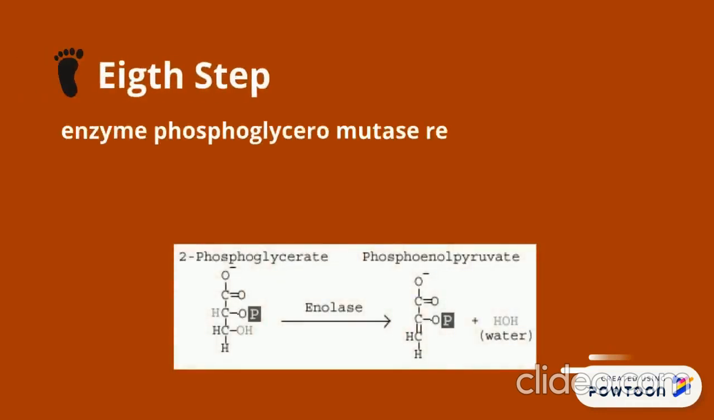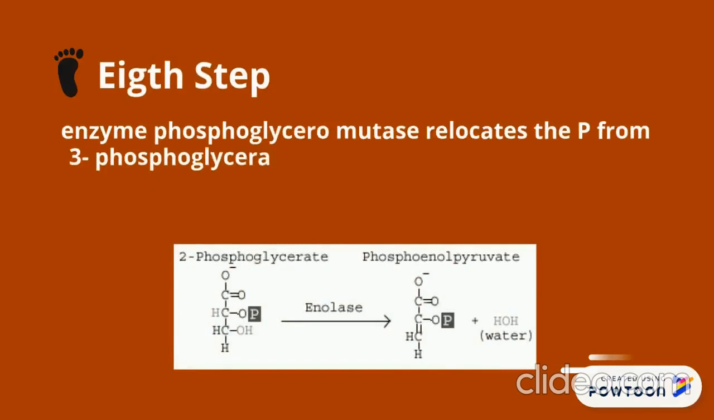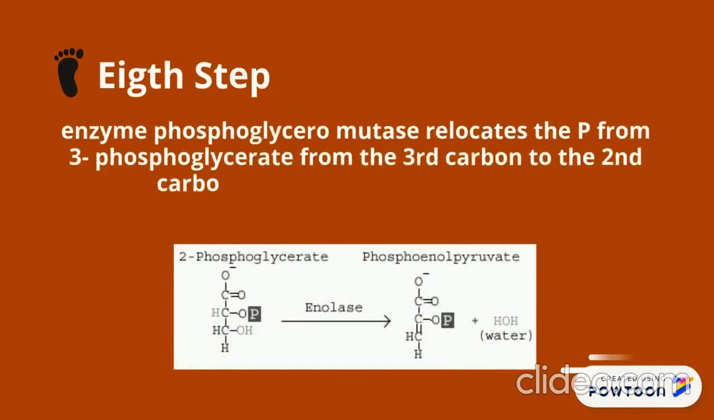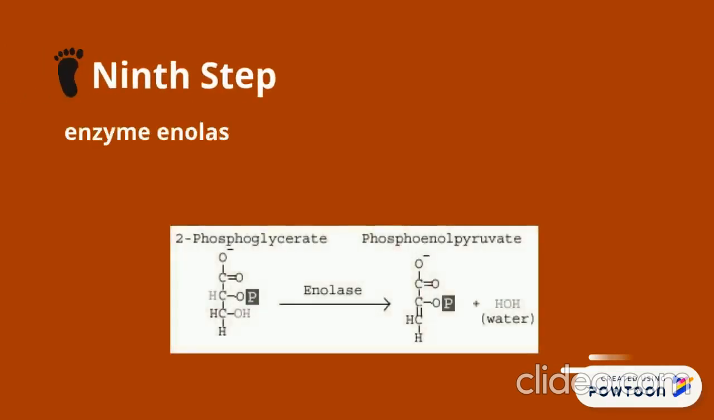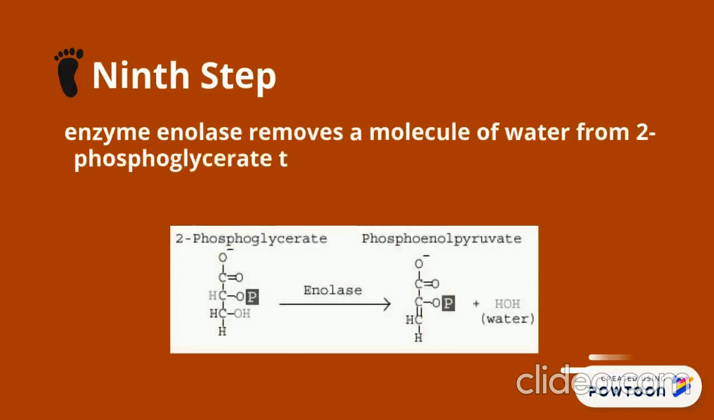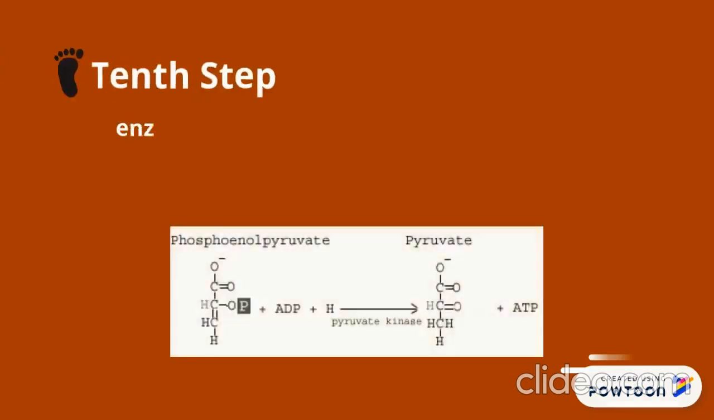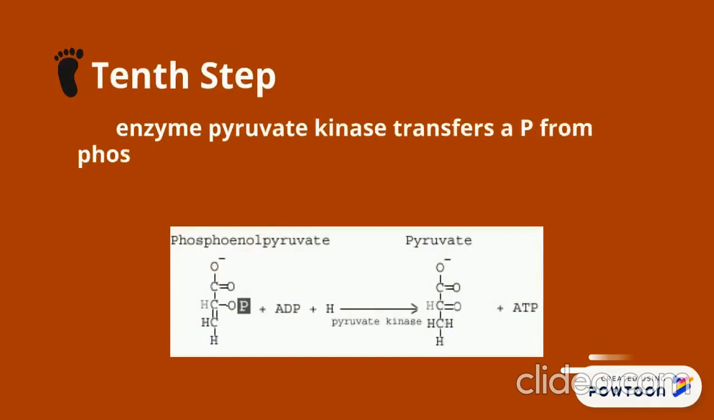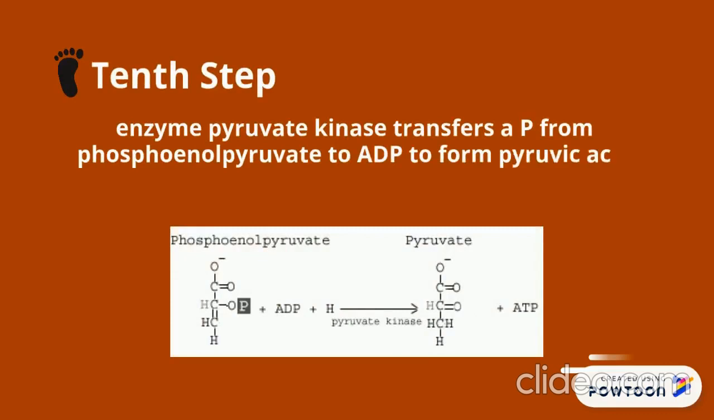The enzyme phosphoglycerate mutase relocates the phosphate from the third carbon of 3-phosphoglycerate to the second carbon to form 2-phosphoglycerate. The enzyme enolase removes a molecule of water from 2-phosphoglycerate to form phosphoenolpyruvic acid, or PEP. The enzyme pyruvate kinase transfers a phosphate from phosphoenolpyruvate, or PEP, to ADP to form pyruvic acid and ATP in the tenth step.